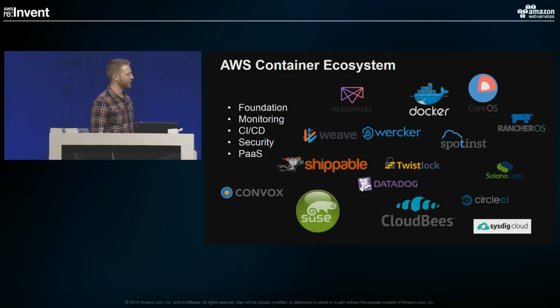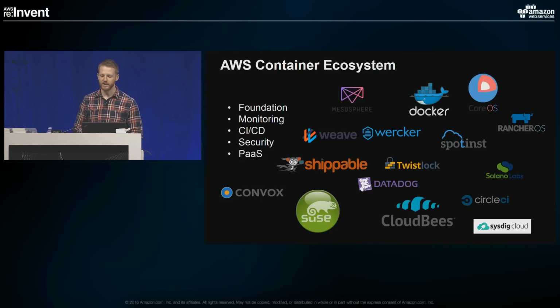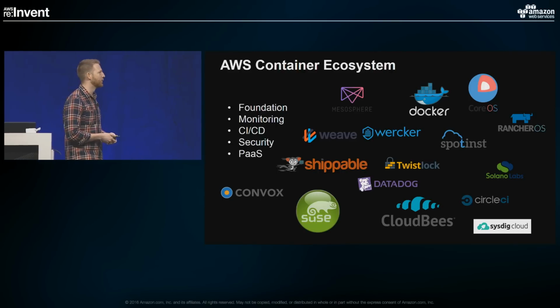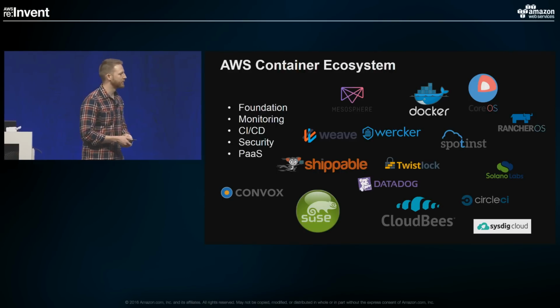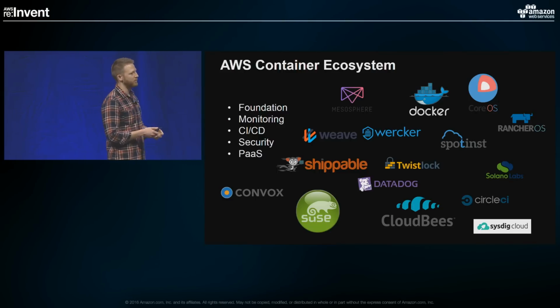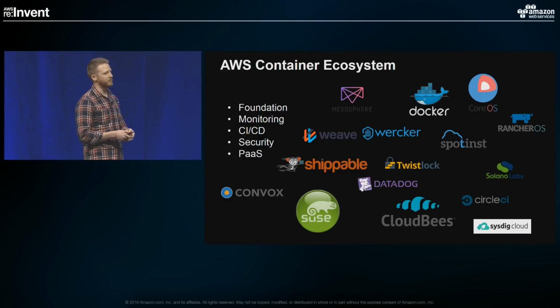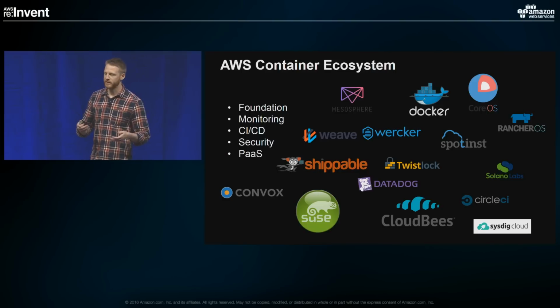If we walk through some of the categories here, the first category here is foundation. And that's partners like maybe Docker, who build the Docker engine that you know and love, and they build an orchestration framework, and they build a registry. Or maybe CoreOS would be in foundation also. They build a container runtime called Rocket. They build an operating system optimized for running containers. They also build a container orchestration framework.